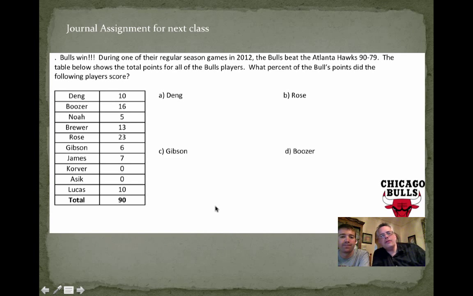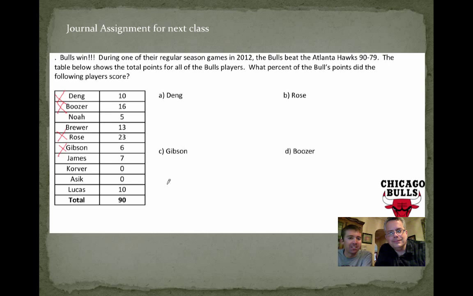This is the general assignment for the next class, so you want to put this in your journal. Please put the date on it. This is our second item for next class, I believe. Here we have the points scored by the Bulls players during a Bulls game in 2012. We have the point totals for each player. What we want you to do is calculate the percent of points that were scored by Rose, Gibson, and Boozer.